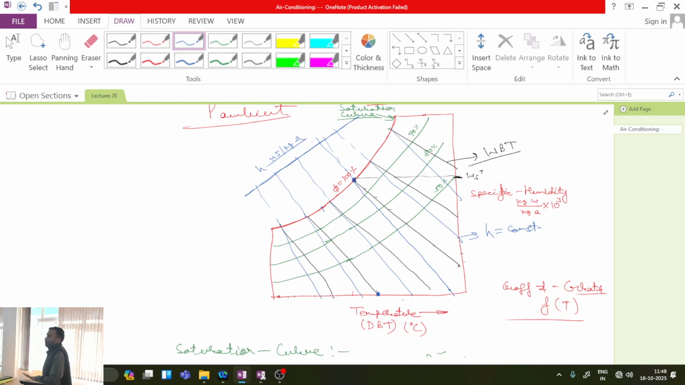So this is your job today: all of you open any textbook or just Google psychrometric chart. You will be able to see all these lines. Get familiar with the psychrometric chart, how values are given, what the scales are, etc.